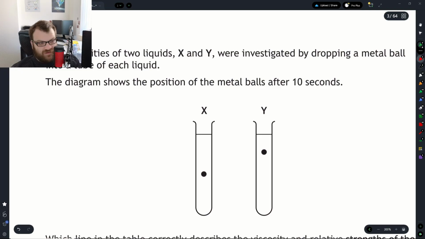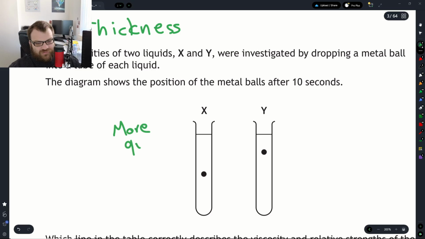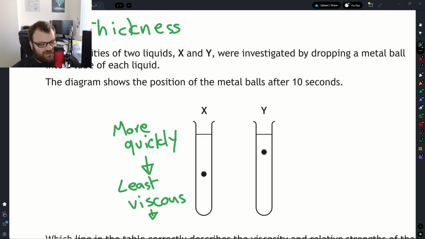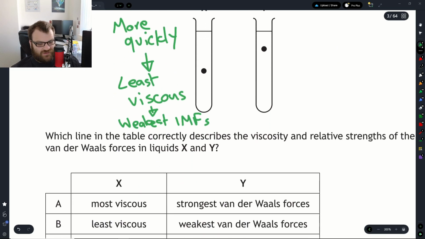In question 5, we're asked about the viscosity of two different chemicals. That is a measurement of the thickness of the liquid. What we are shown is that the ball bearing passes more quickly through the chemical X. If it moves more quickly, that's got to be the least viscous chemical. And viscosity is linked to the strength of intermolecular forces. If it's least viscous, it's got to have the weakest intermolecular forces.